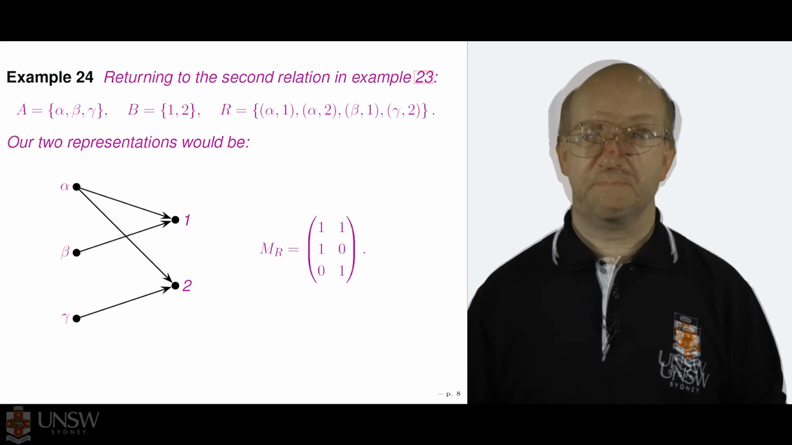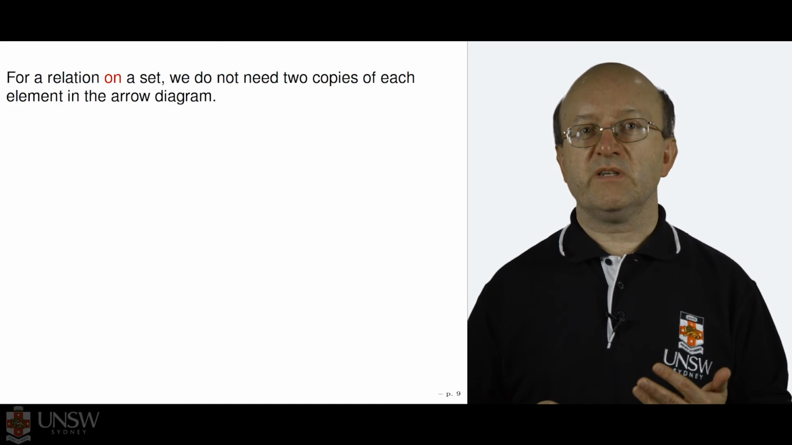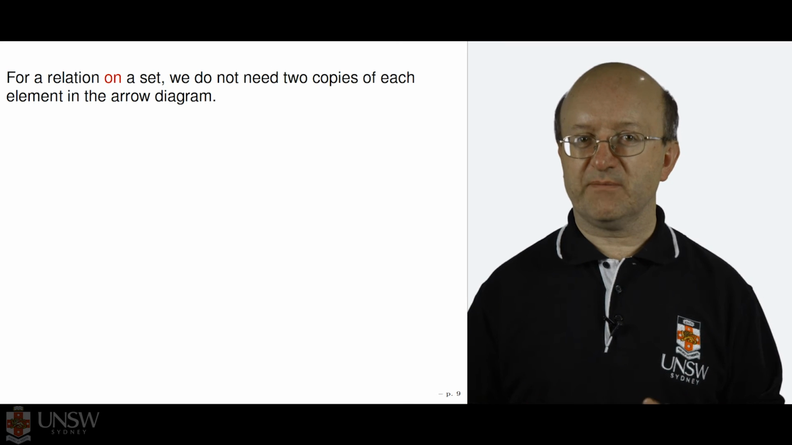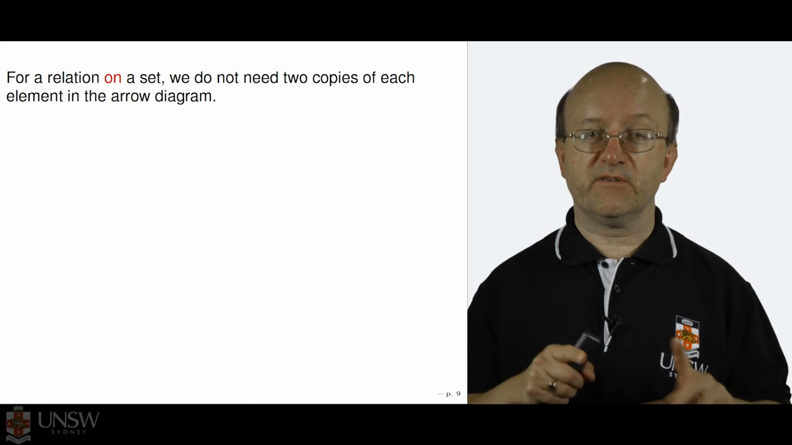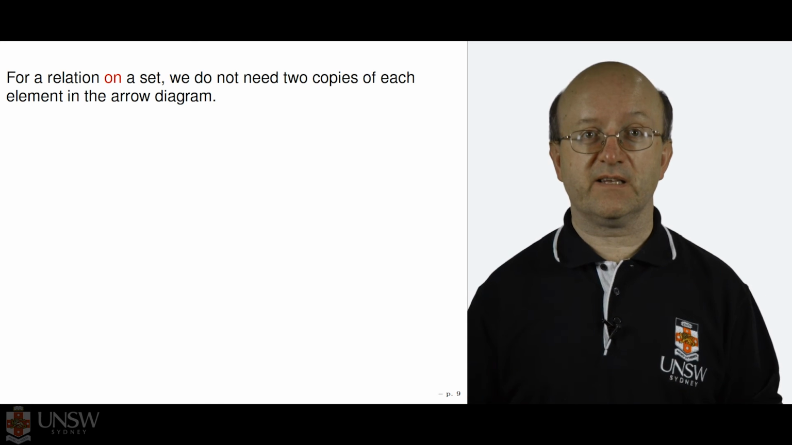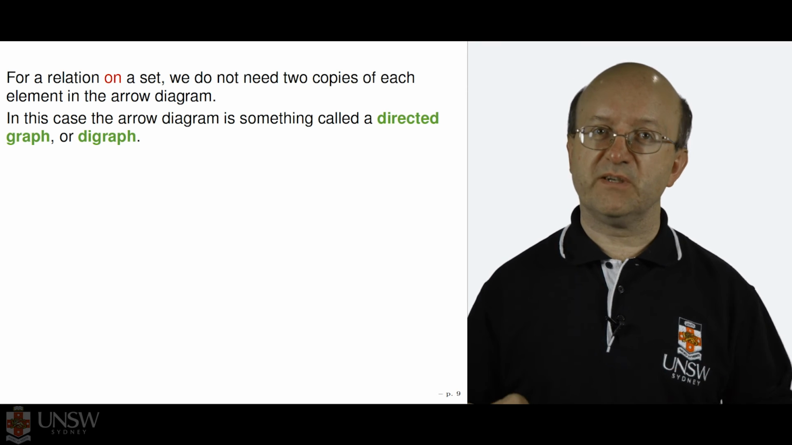For a relation on a set, as opposed to between two distinct sets, then we don't really need two copies of each element when we draw the arrow diagram. We might as well just have one vertex for each element and just link them in that diagram. What we get then is something called a directed graph, also abbreviated to a digraph.